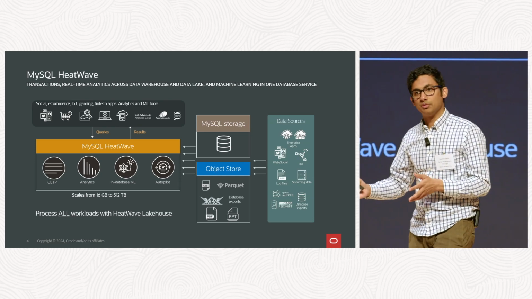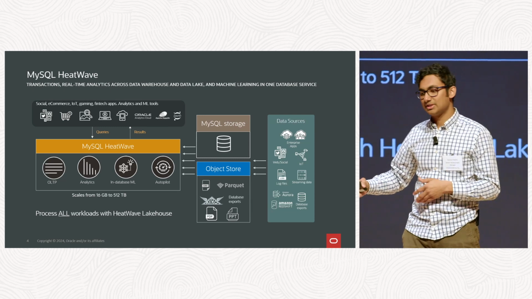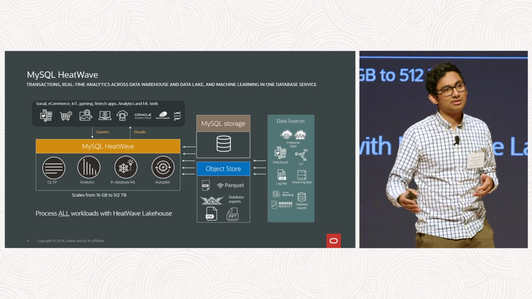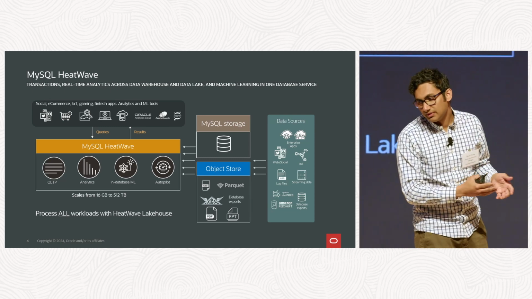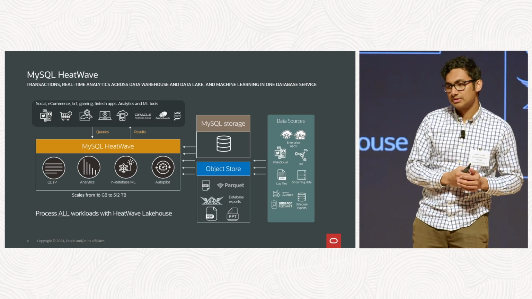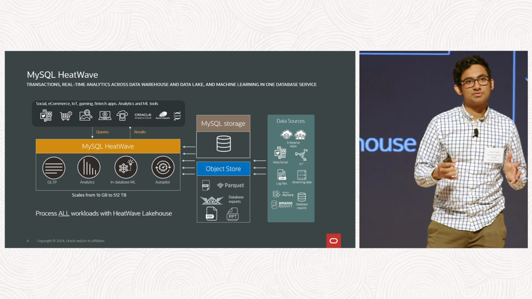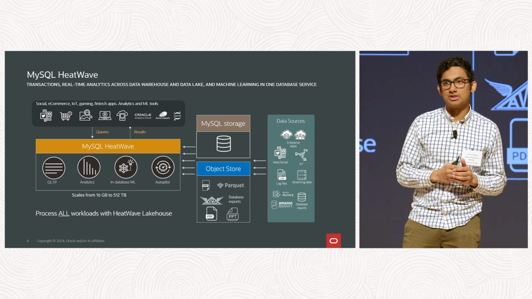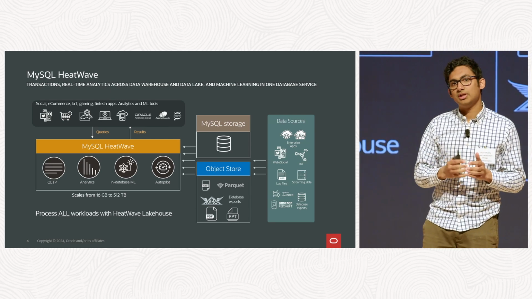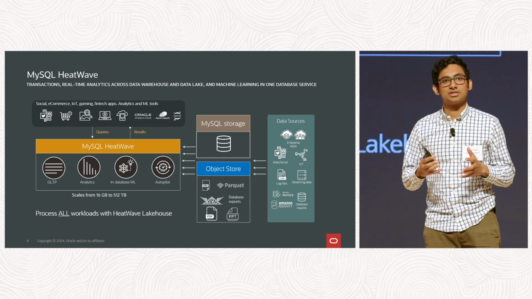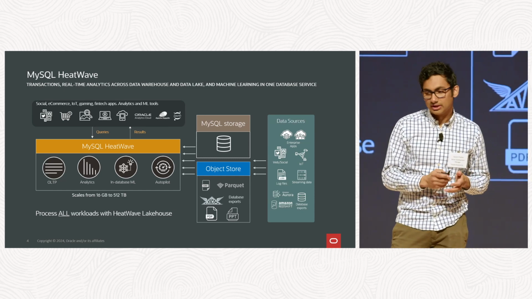Where does this data come from in object store? The data comes from, as I said, enterprise applications. It can come from your IoT devices. It can come from Spark streams. It matters very little where the data comes from. It can come from a variety of sources, and MySQL HeatWave can ingest it just the same and make it available for querying just the same.